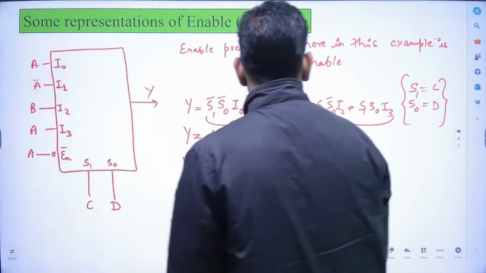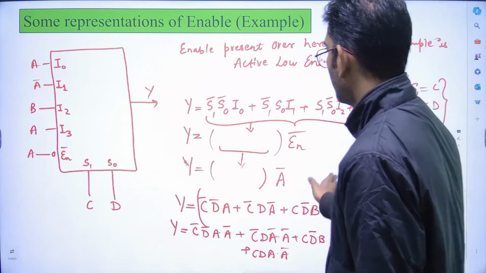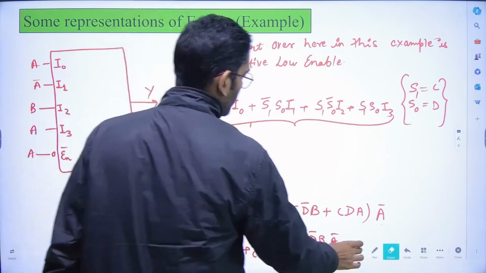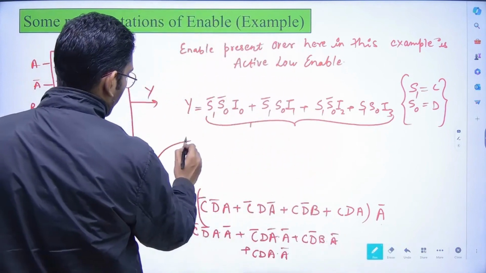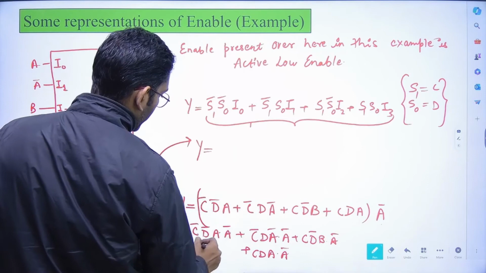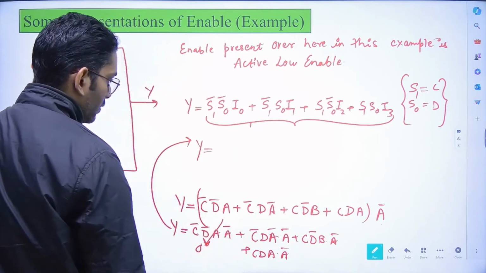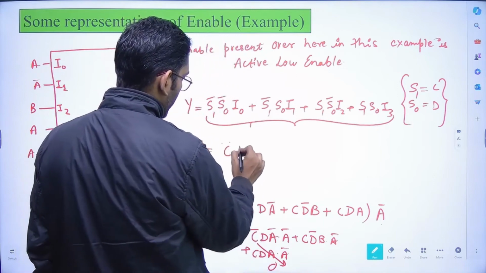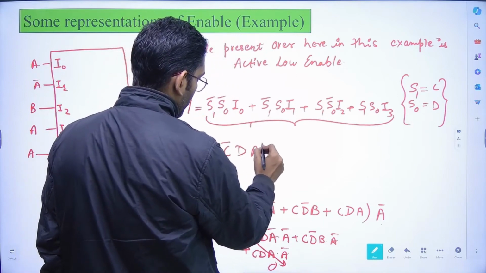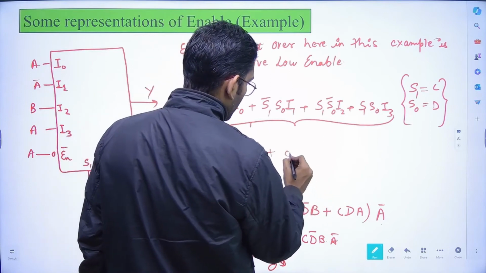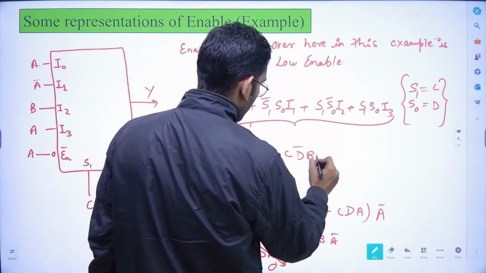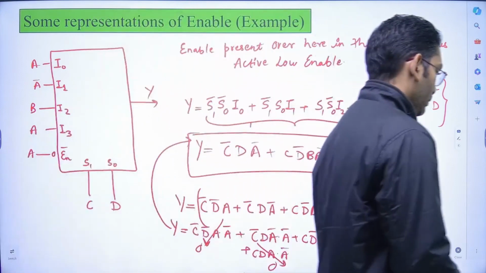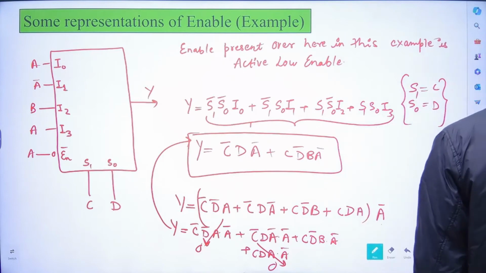Now I'm erasing this part. So what will we be getting? This would become 0, and this would become 0. So finally, what we will be getting is C bar D A bar plus C D bar B A bar. This is the final expression that we would be getting.